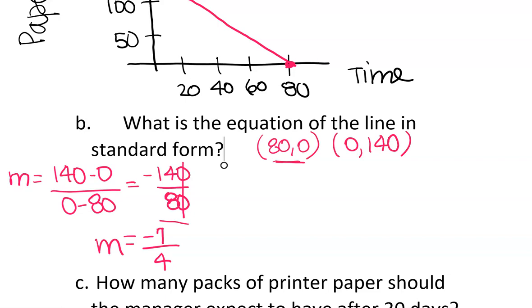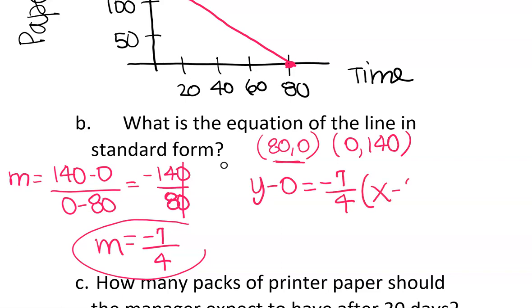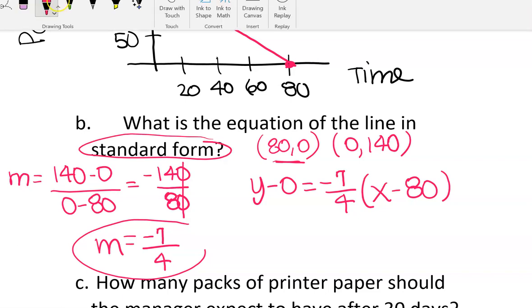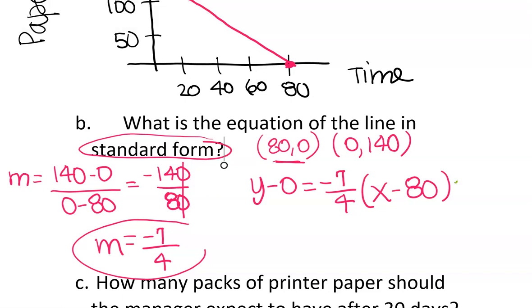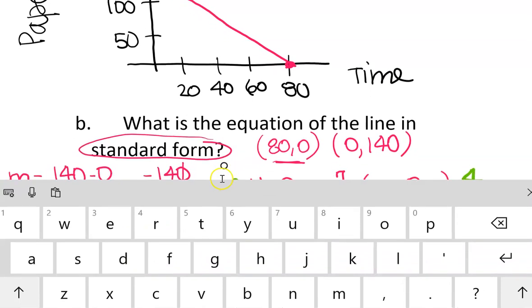So here's my information that I want to use. Y minus 0 equals negative 7 over 4 times x minus 80. Now, you can distribute first if you want to. You can multiply by 4 first if you want to. Since they want it in standard form, we can't have any fractional answers here. So what I'm going to do is multiply by 4 first so that I don't have to multiply and do fractions.